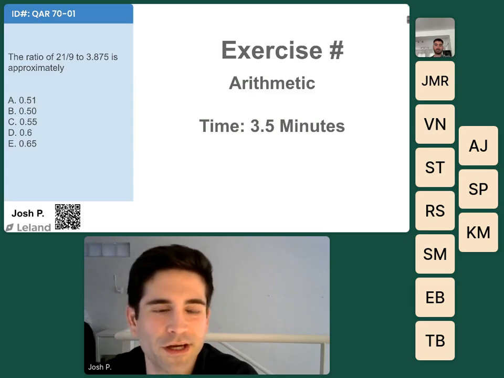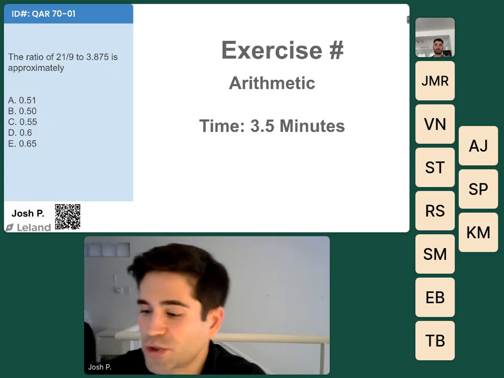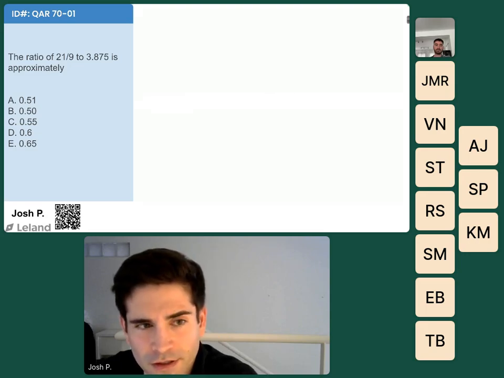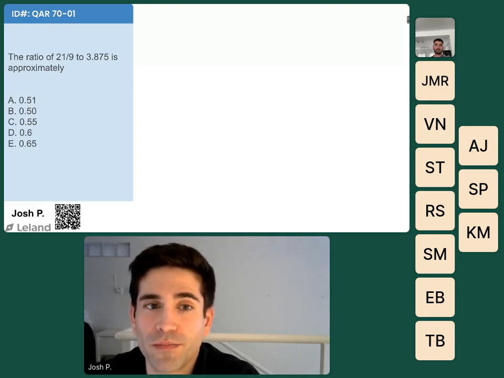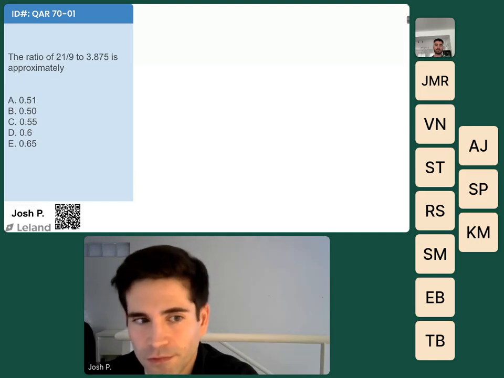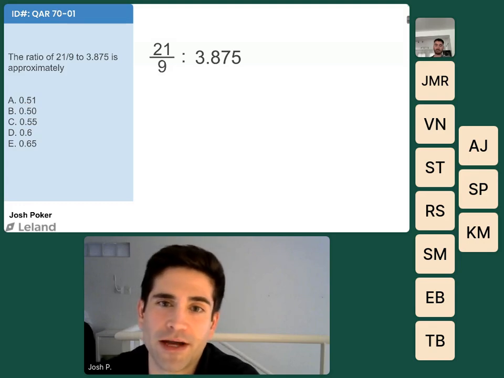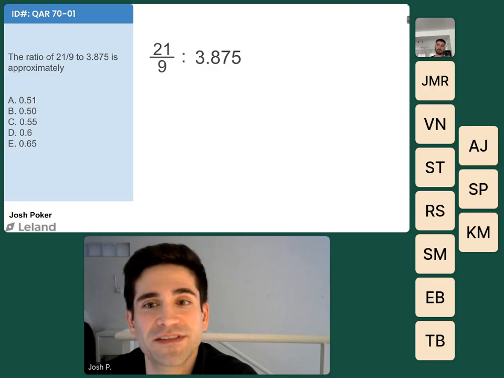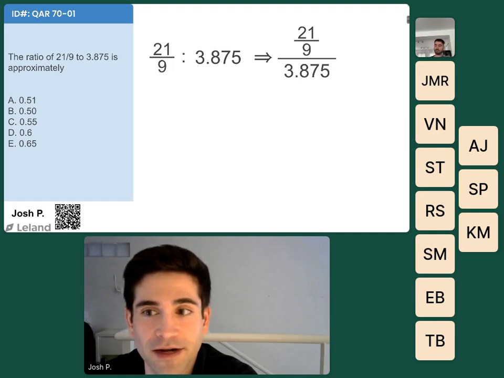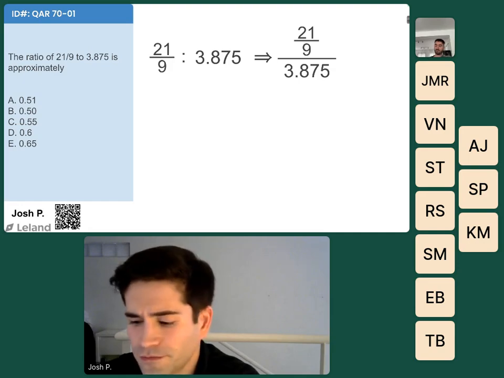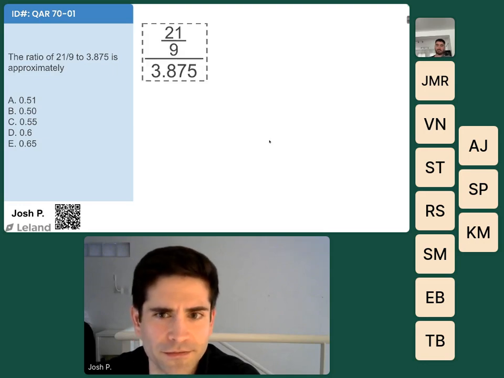All right, time is up. Let's see how we can approach this exercise. We're being asked: the ratio of 21/9 to 3.75 is approximately which one of these answer choices? We can visualize this in the following manner: 21/9 to 3.75 is equivalent to 21/9 divided by 3.75. So this is the question being asked.